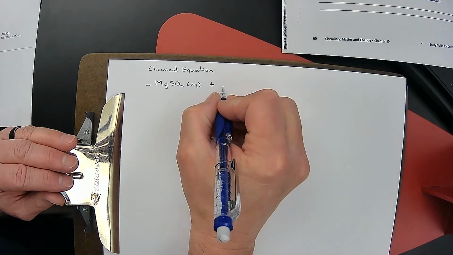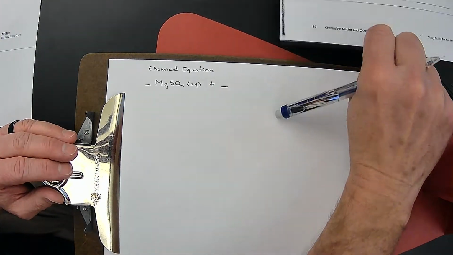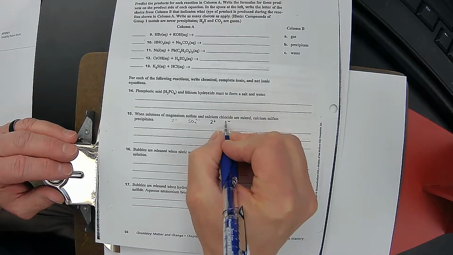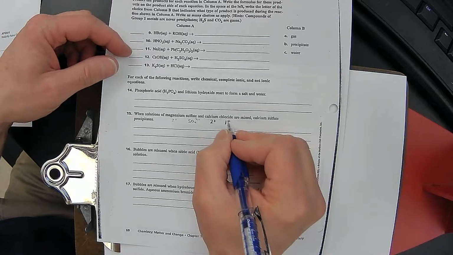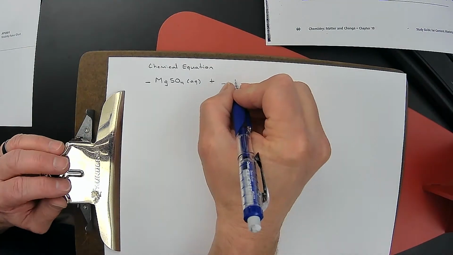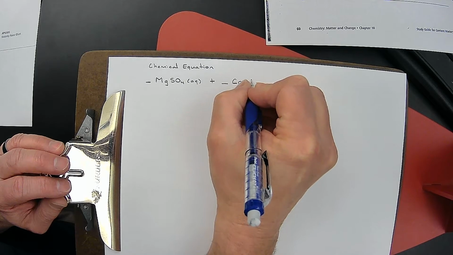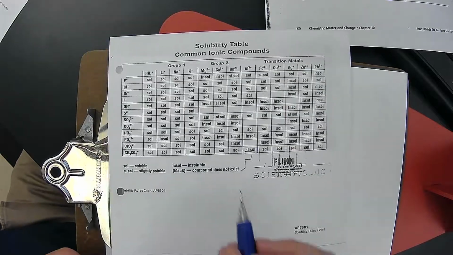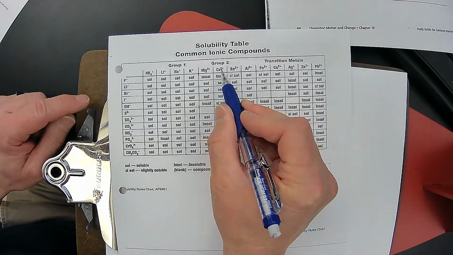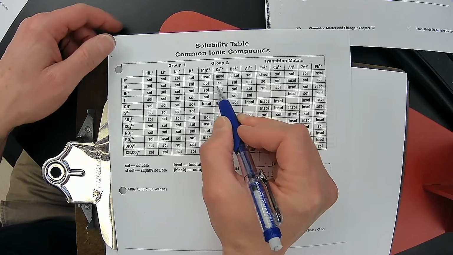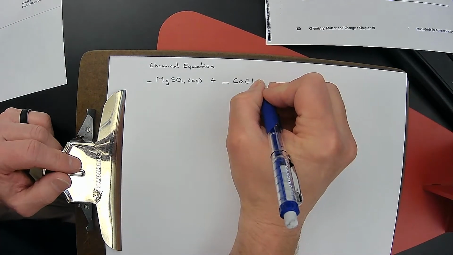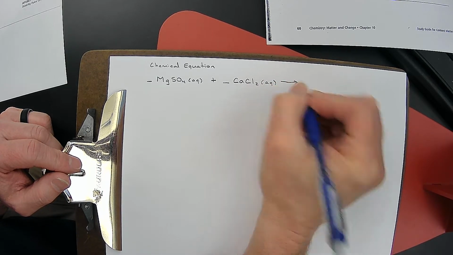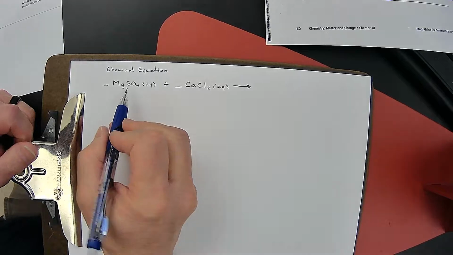So I need to take a look at calcium chloride. Calcium is a 2+. It's in column 2A. And chlorine from column 7A is a 1-. So I'm going to need 2 Cl's to match the 1 Ca. So CaCl2, 2 Cl's for every Ca. I find the Ca and the Cl, and it is also soluble. Because it's soluble, that means it's going to be in an aqueous solution. So we have our two reactants. And this will be a double replacement reaction.